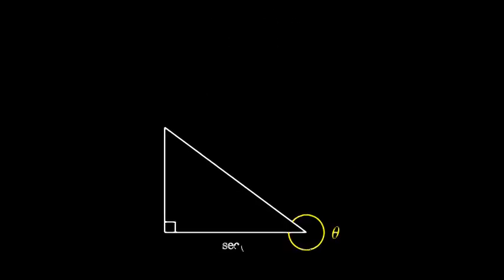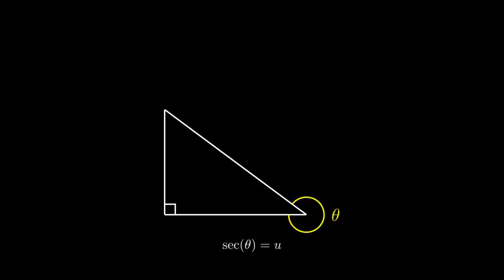First, let's understand what sec⁻¹ u means. If we call this angle theta, then secant of theta equals u. Remember that secant is the ratio of the hypotenuse to the adjacent side. Let's label our triangle sides. The hypotenuse is r, the adjacent side is x, and the opposite side is y.